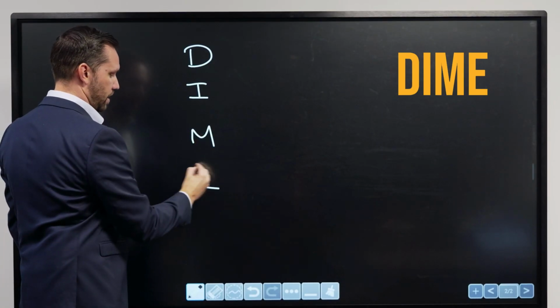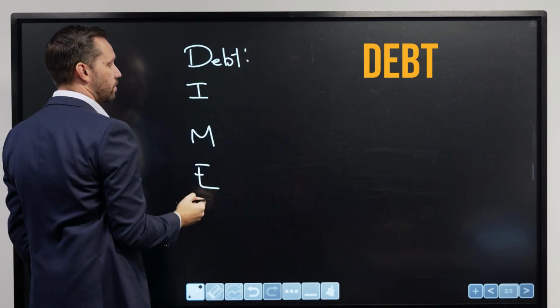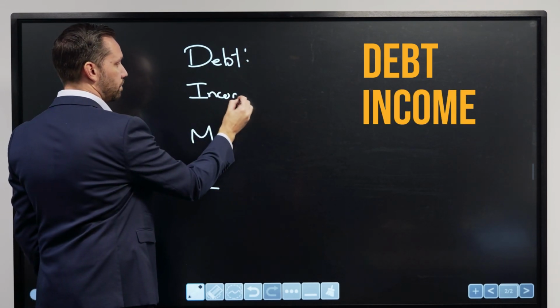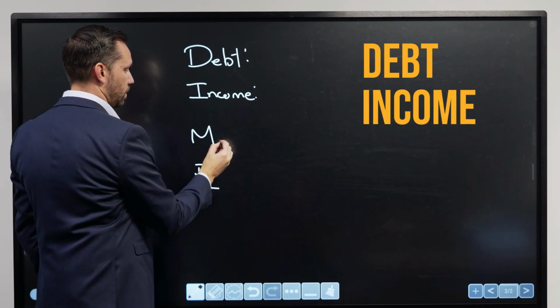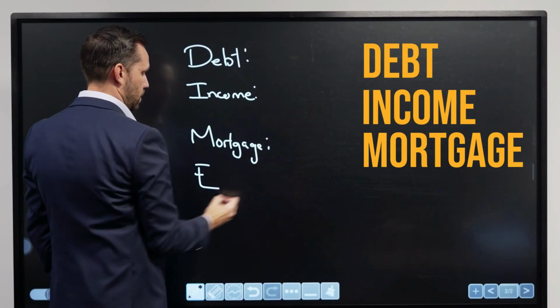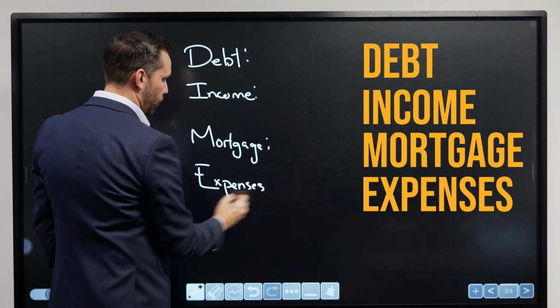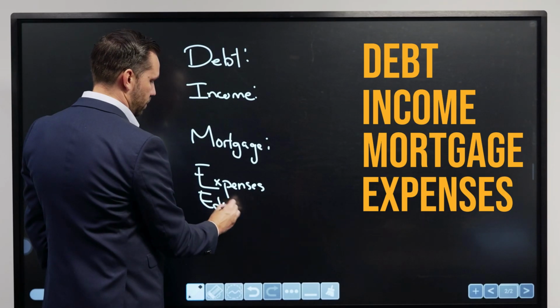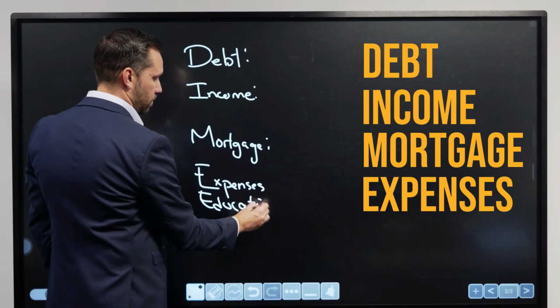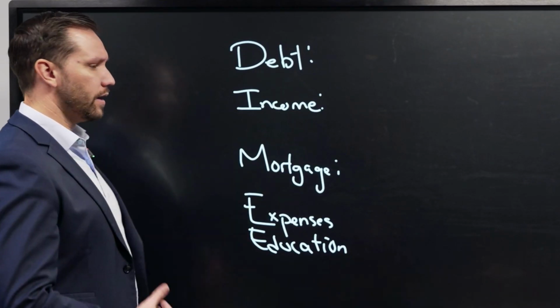The DIME method stands for: how much debt do we have? What's our income? What's our mortgage, if we have any? And final expenses, or do we have to pay for education for our children?